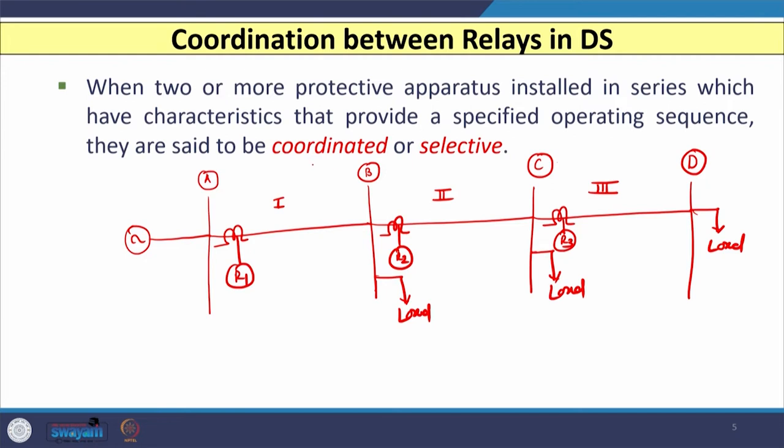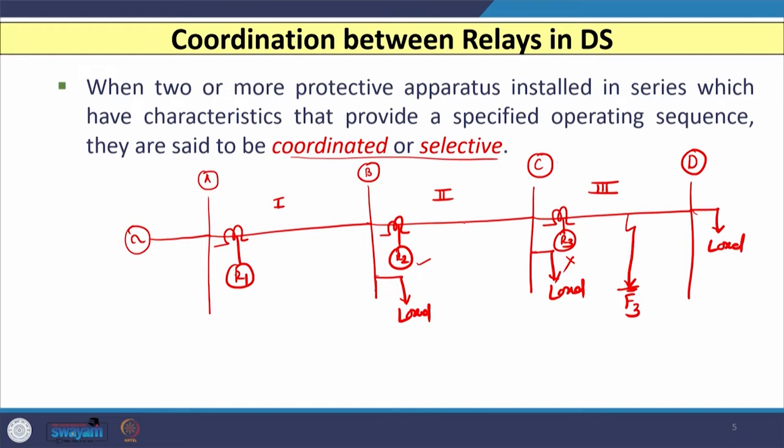Now, what is the meaning of this coordinated or selective? Whenever a fault occurs in section 3, let us say at F3, then relay R3 has to operate first, because this fault at F3 is in the first zone or particular specified zone of relay R3. So, R3 will act as a primary relay for this fault. If R3 fails because of some reason, maybe the relay is not going to pick up, or maybe the circuit breaker does not operate, or some other reason, then R2 will provide backup. So, R2 will act as a backup relay for a fault in section 3.